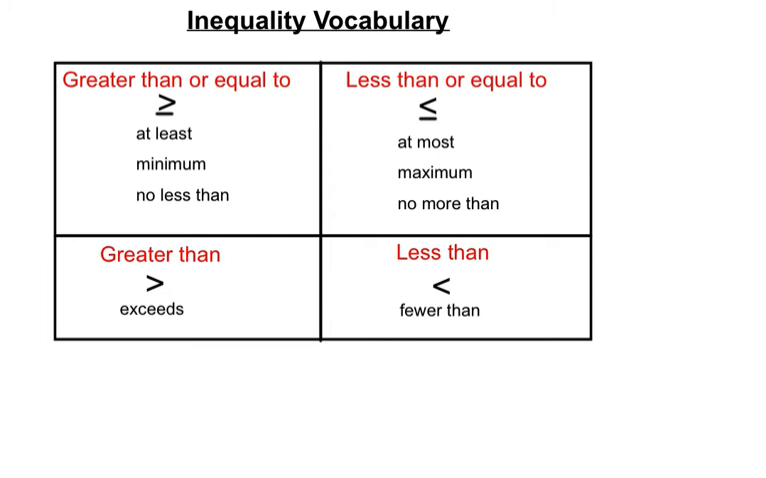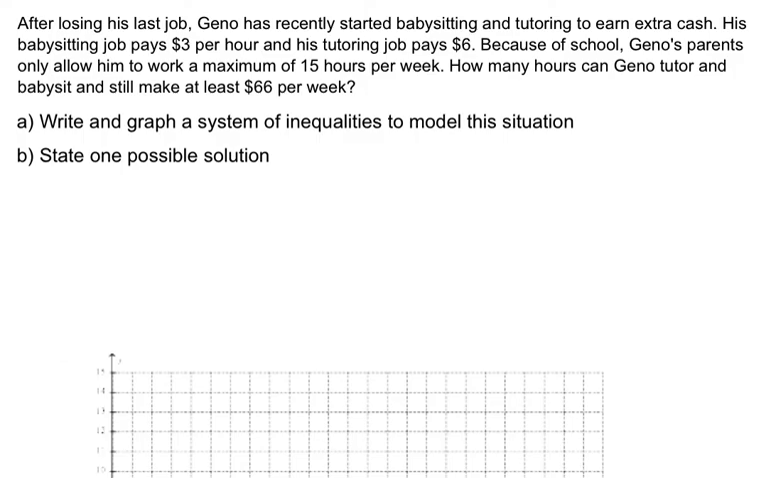So let's look at a word problem that involves a system of inequalities. Here's the question. After losing his last job, Gino has recently started babysitting and tutoring to earn extra cash. His babysitting job pays $3 per hour, and his tutoring job pays $6. That should be per hour. Because of school, Gino's parents only allow him to work a maximum of 15 hours per week. How many hours can Gino tutor and babysit and still make at least $66 per week?